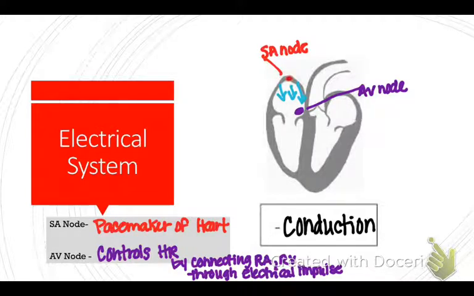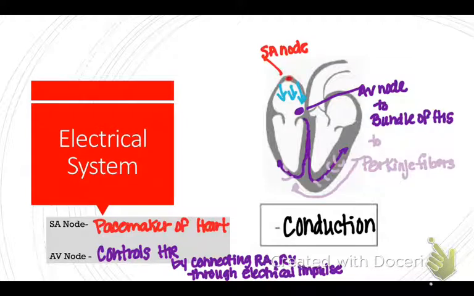So, got just pictures of your SA node and your AV node here for you. And then once it's at your AV node, the electrical impulse travels to the bundle of His and down to the Purkinje fibers. And the Purkinje fibers is the ventricular conduction, right? So your cardiac muscle cells have a compensatory mechanism to also help with the left and right ventricle to contract.